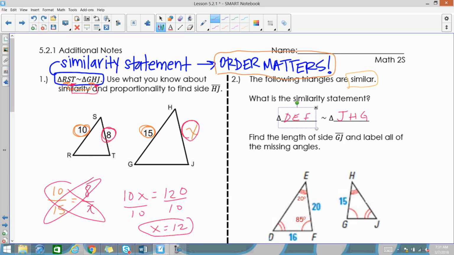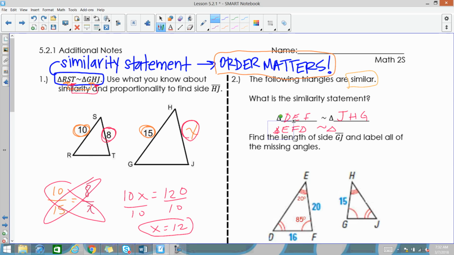And that is the only order that you can put them in if D, E, F is your first triangle. All right, that is their correct order. Now, if you were like, oh, I want to do it a different way because I'm a rebel and I want to go E, F, D. All right, I want to do triangle EFD is similar to triangle.